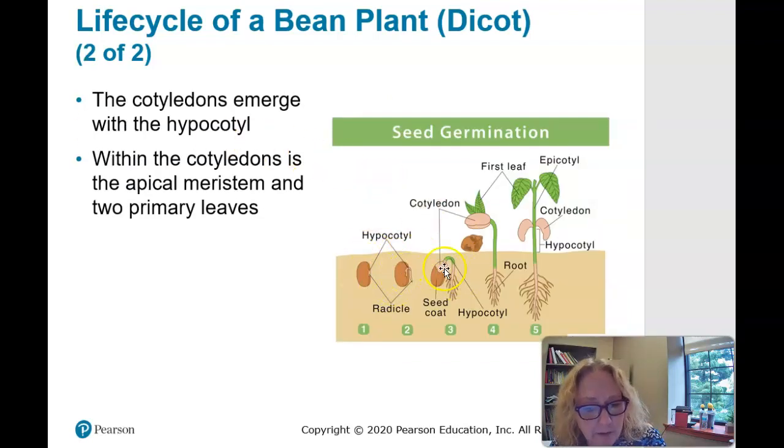Here again, you have your hypocotyl. The root's going to go this way. The stem's going to kind of go up here towards the light, away from gravity. You're going to get your first leaves, and there is your dicotyledon, your two cotyledons right there.